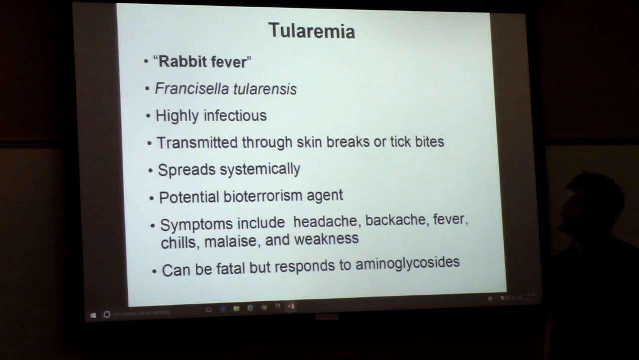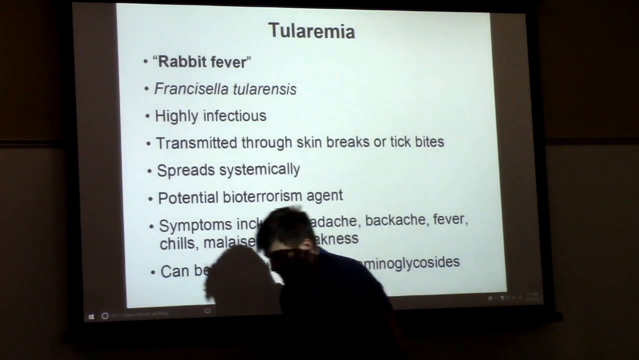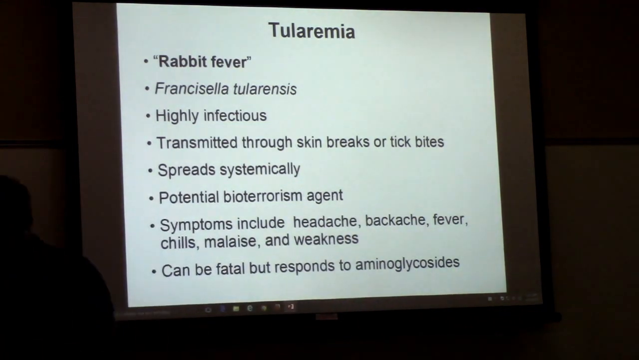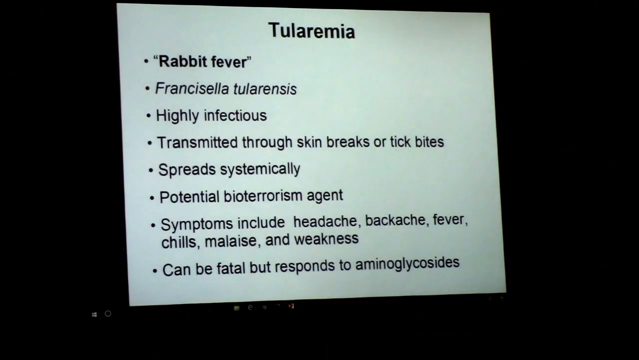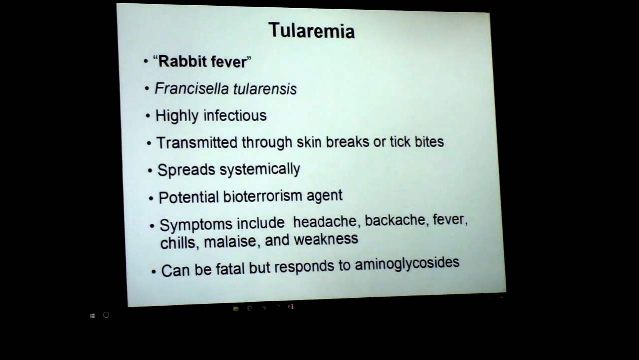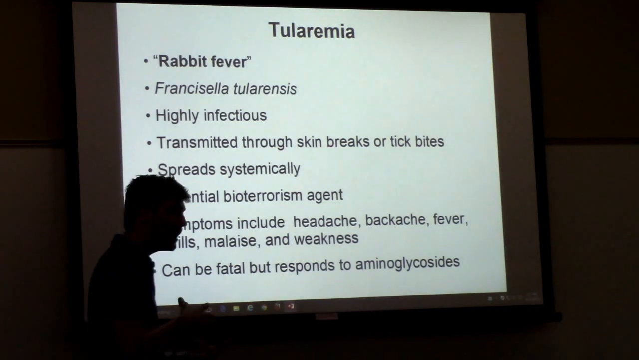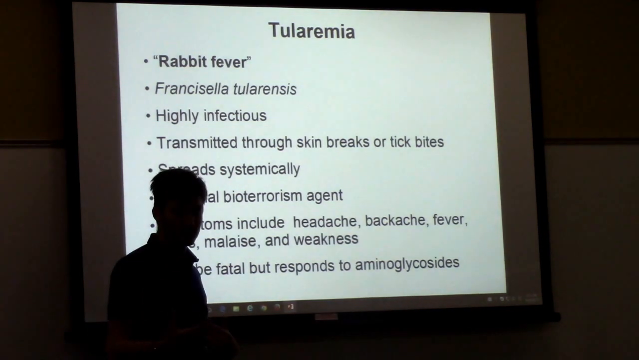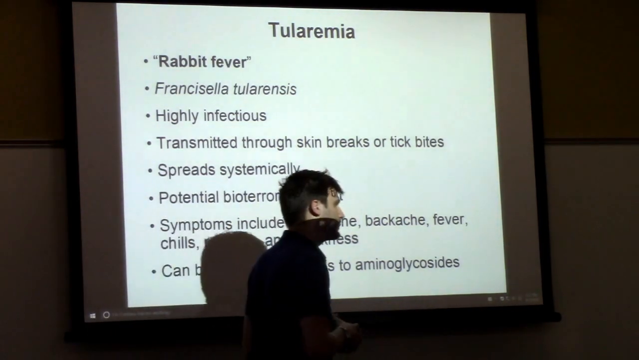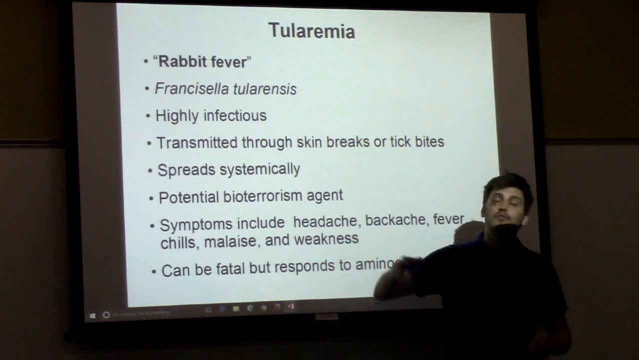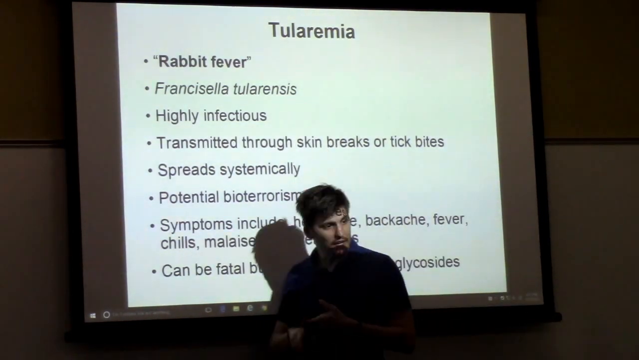Tularemia. So tularemia, also known as rabbit fever, is an infection that is very, very similar to plague. However, instead of rodents being the primary reservoir, it's now lagomorphs, or rabbits. Hence the name rabbit fever. The organism is Francisella tularensis. This is a highly infectious agent.